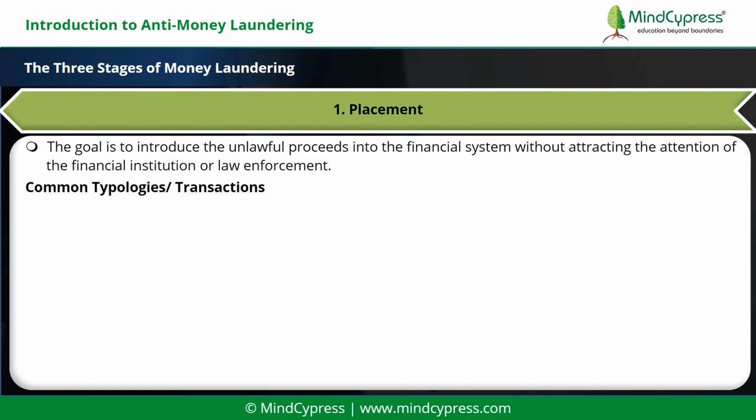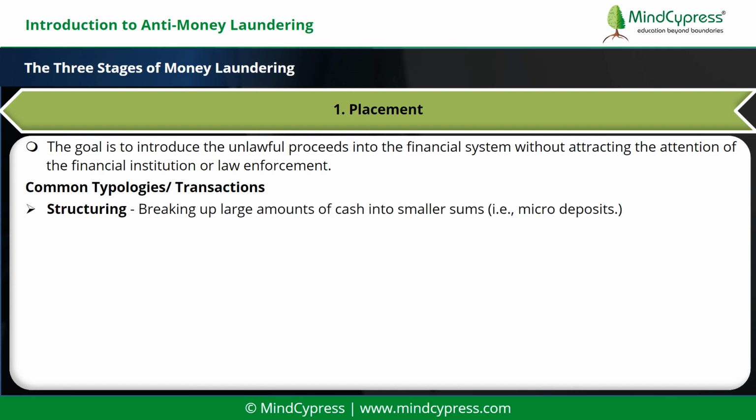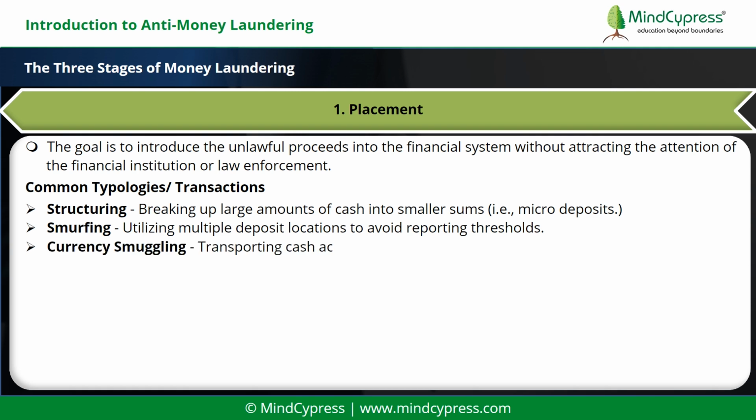Common typologies or transactions. Structuring: breaking up large amounts of cash into smaller sums, that is, micro-deposits. Smurfing: utilizing multiple deposit locations to avoid reporting thresholds. Currency smuggling: transporting cash across borders to deposit in foreign financial institutions.